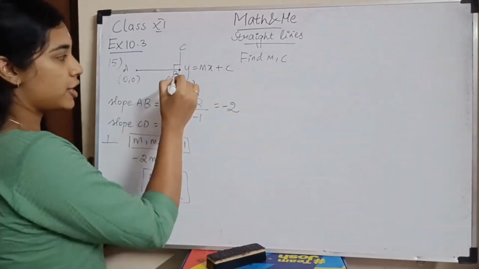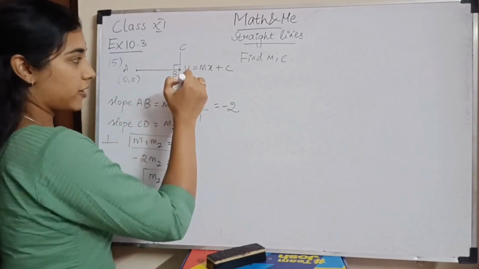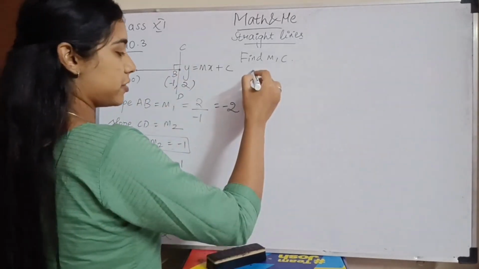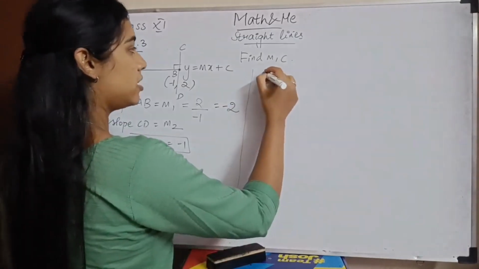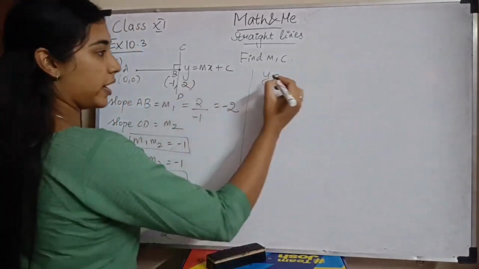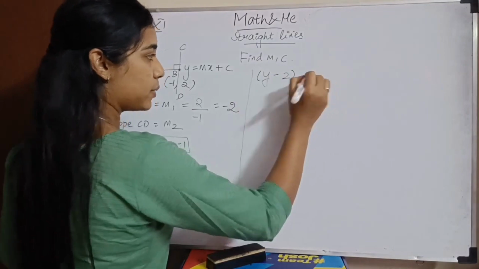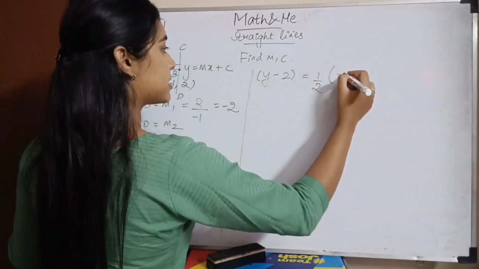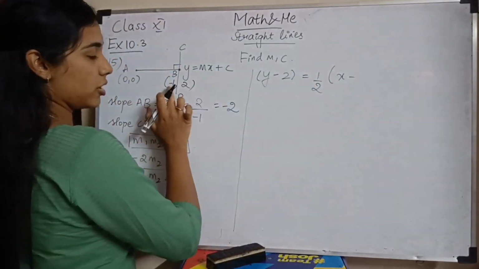So how do you do that? You have a particular point on this line and you know the slope of this line. So you find the equation of the line first. So what is the equation of the line? y minus y naught equals m times x minus x naught, which is plus 1.